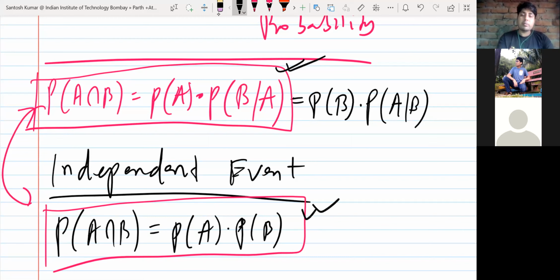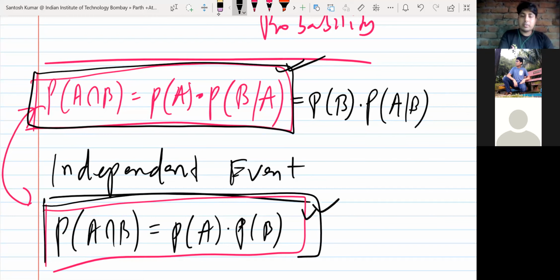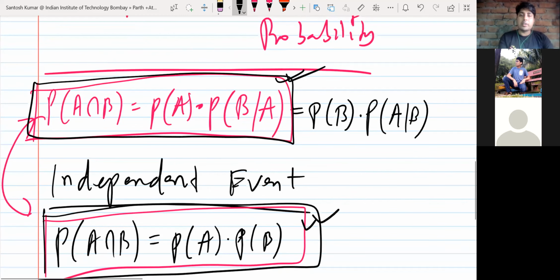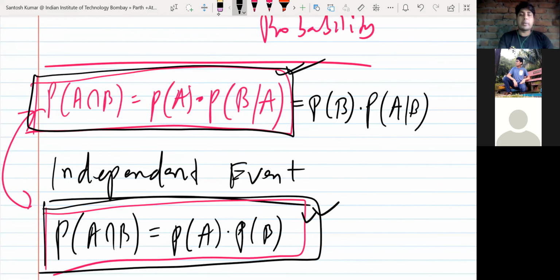So what do you see as the difference between them? Where is the difference? You compare this and you compare this. So what do you see after comparing? In place of probability of B, there is probability of B given A. Actually in general it is B given A, but if A and B are independent, then this is replaced by probability of B.